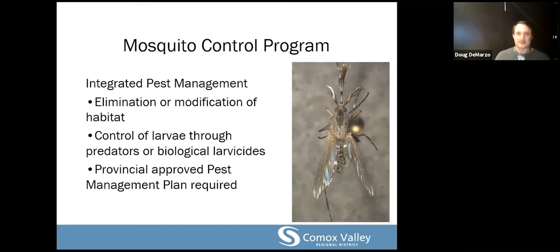So after a few studies with the various recommendations and through the hard work of Sambra and your electoral area director, Grieve, we were able to find a solution to help move the program forward if supported by the community, which is through this mosquito control program, which looks at an integrated pest management approach with elimination or modification of habitat, control of larvae through predators or biological larvicides such as BTI. And all this has to be done through a provincially approved pest management plan, which is required.